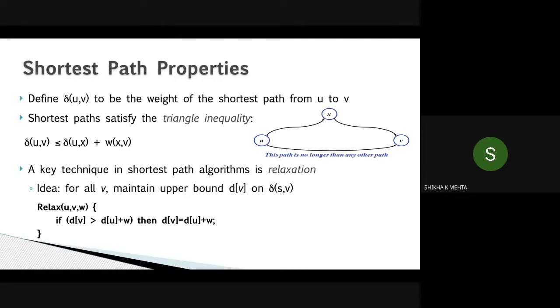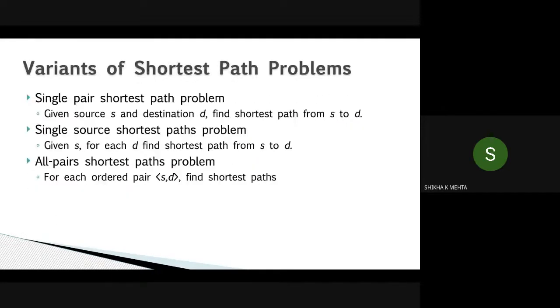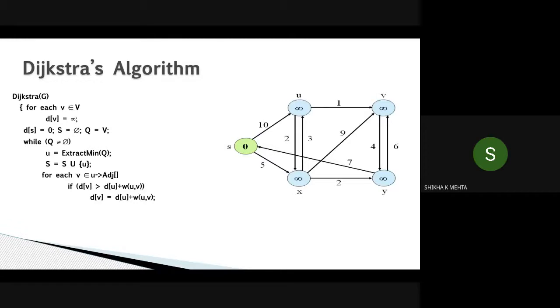We will do this with the help of an example. Dijkstra algorithm is one of the shortest path finding algorithms. Using the Dijkstra algorithm, we are trying to solve the single source shortest path problem. So single source, multiple destination, this is the second one: given S, for each D, find the shortest path from S to D. So using the Dijkstra algorithm, we will try to find out these particular distances.